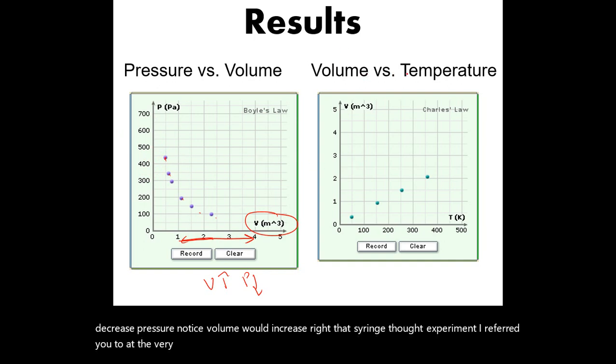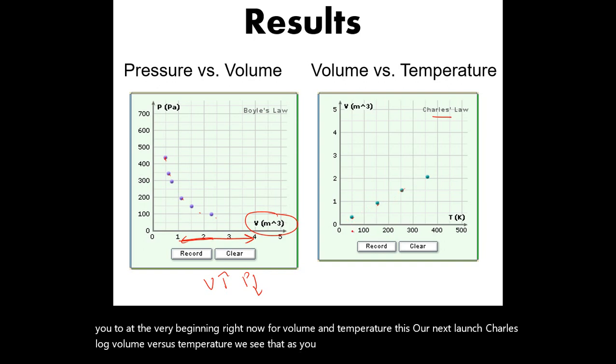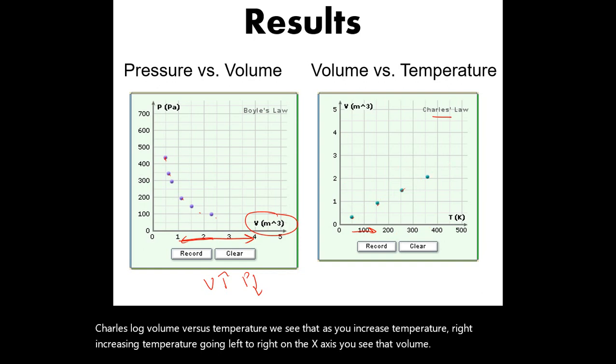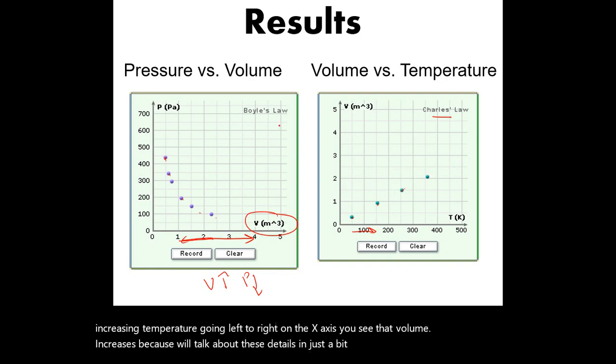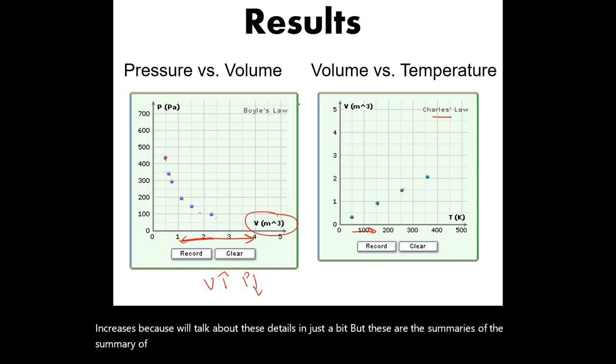Now for volume and temperature, this is our next law, Charles's law. Volume versus temperature: as you increase temperature, going left to right on the x-axis, you see that volume increases. We'll talk about these details in just a bit, but these are the summaries of our first two gas laws.